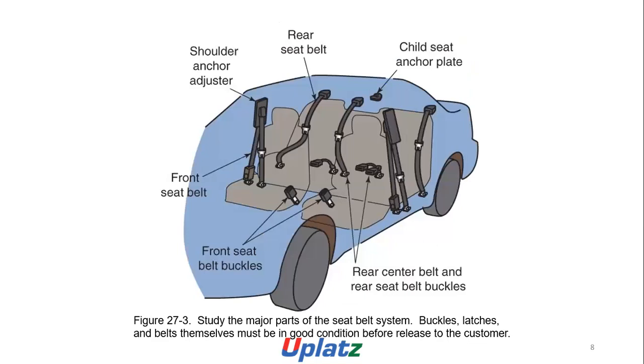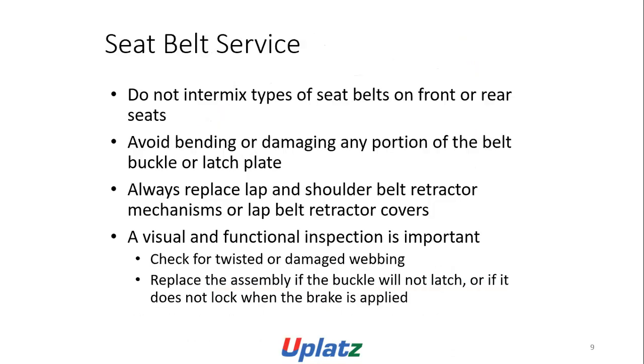To study the major parts of the seat belt system: buckles, latches, and the belts themselves must be in good condition before release to the customer. Parts include the child seat anchor plate, rear belt, shoulder anchor adjuster, front seat belt, front seat buckles, rear center belt, and rear seat belt buckles.